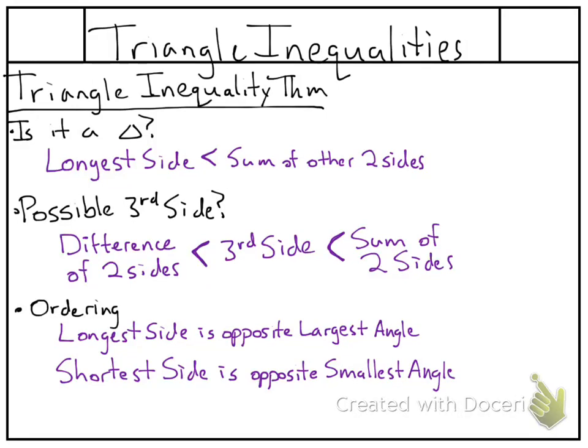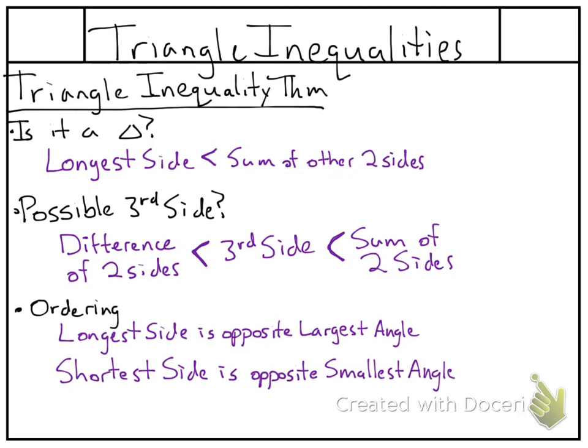As we start to look at the triangle inequality theorem, we really get posed with two questions. The first being, does the information we have form a triangle? And the second is, what is the possible third side? So we start off with whether it makes a triangle. You're going to get three side lengths, and we have to make sure that the longest side is less than the sum of the other two sides.